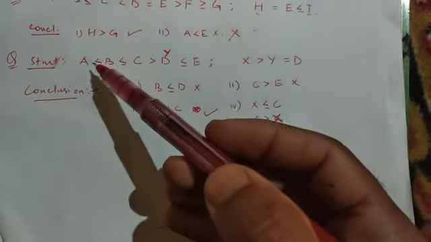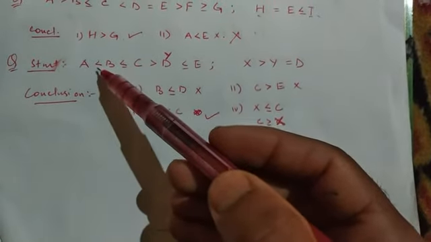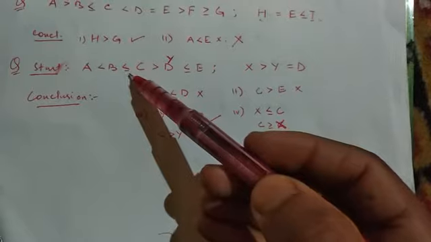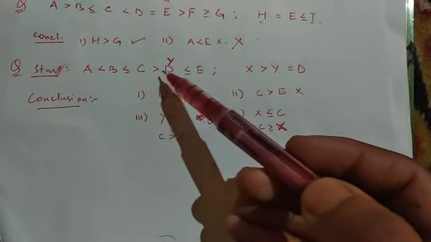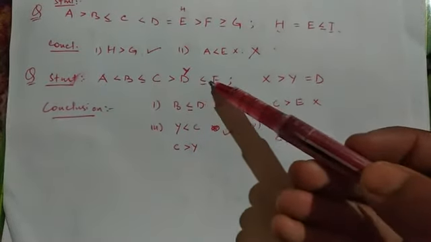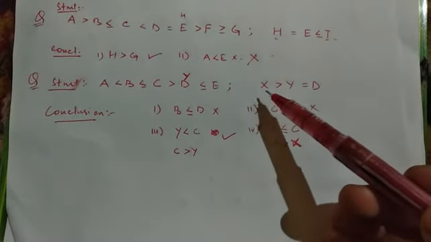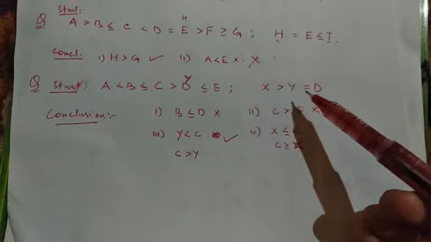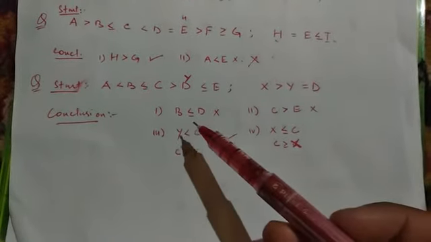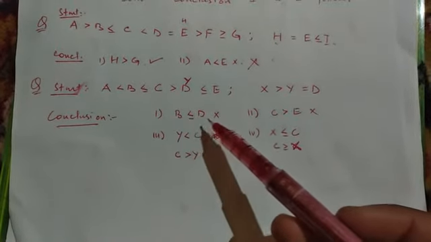Moving to our next question, A is less than B, B is less than or equal to C, C is greater than D, D is less than or equal to E. And the next section of our statement is X is greater than Y is equal to D. Our first conclusion is B is less than or equal to D.